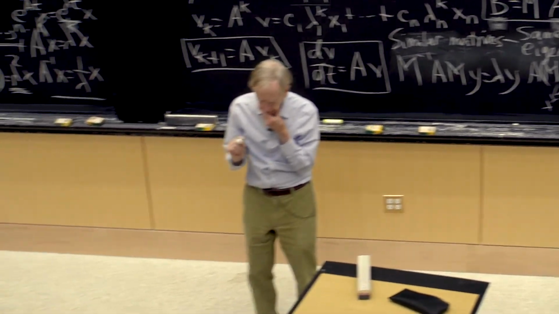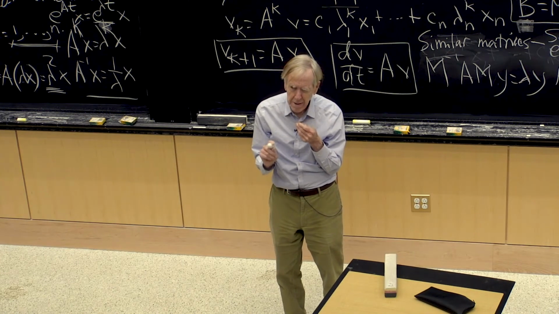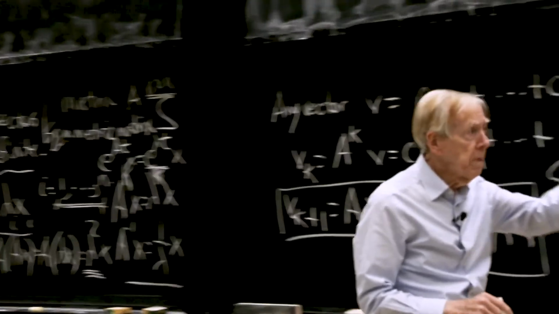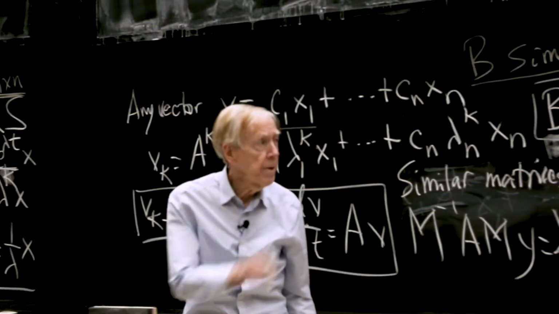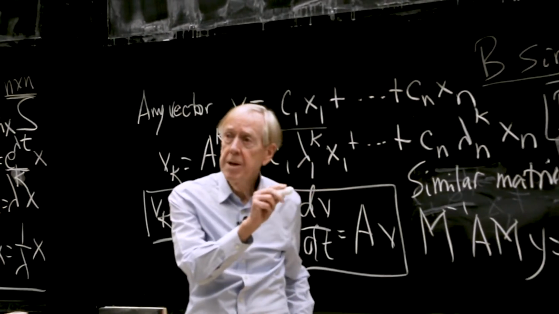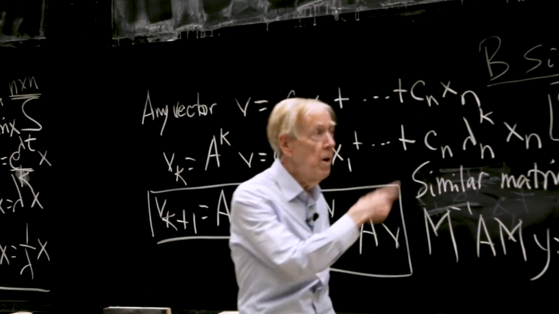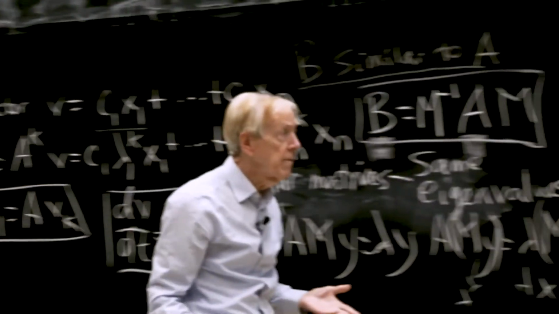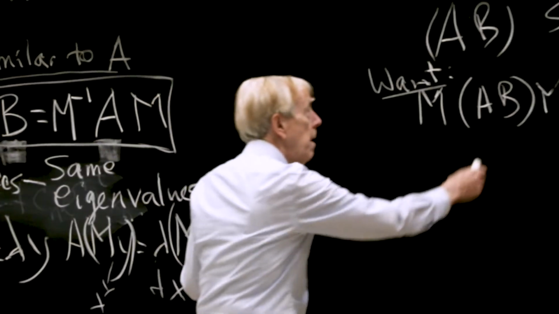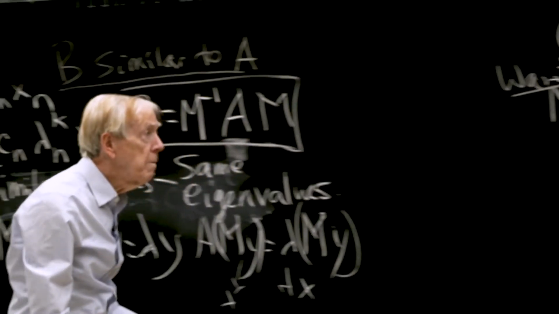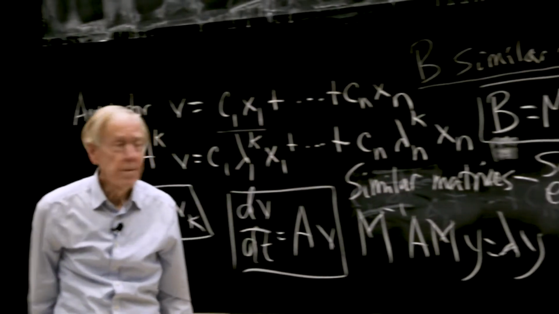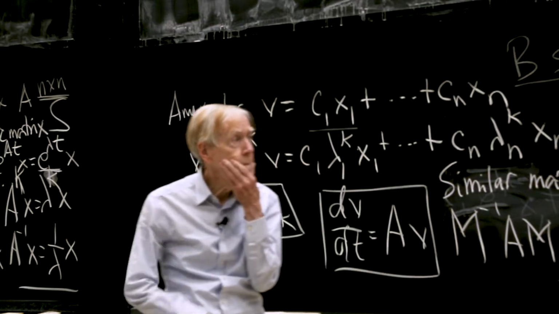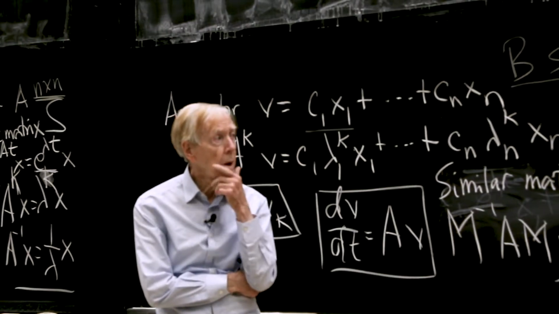Now, what do you think about this question? I now know that AB and BA have the same eigenvalues, and the reason I had to be careful about non-zero is that if I had zero eigenvalues, then I can't count on those inverses, right? So that's why I put in that little qualifier.